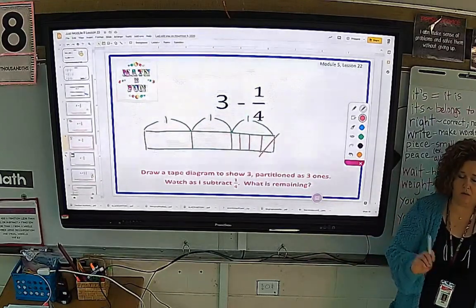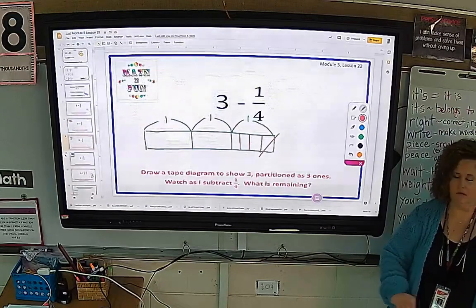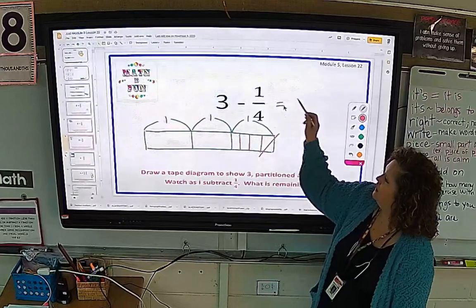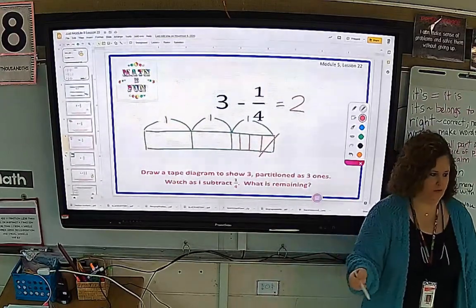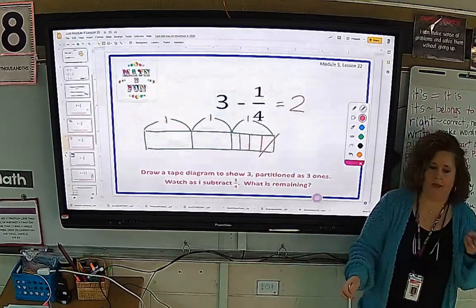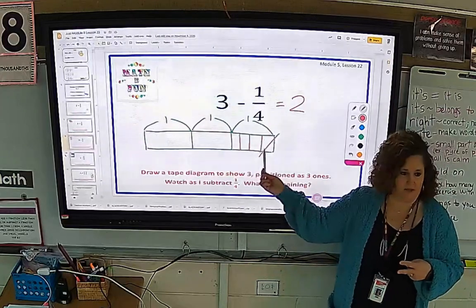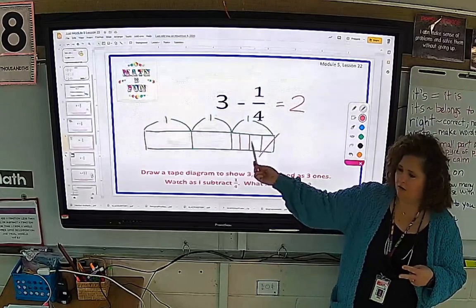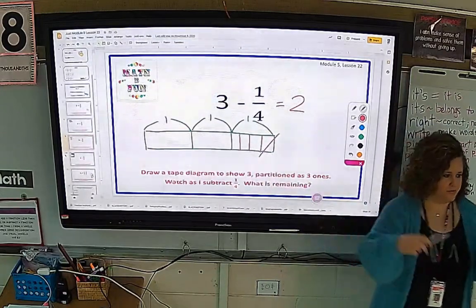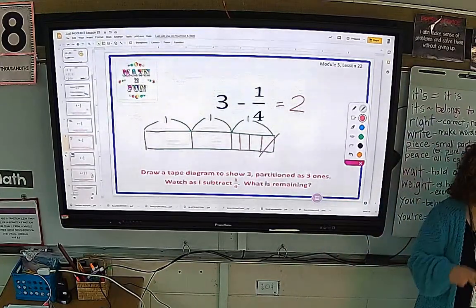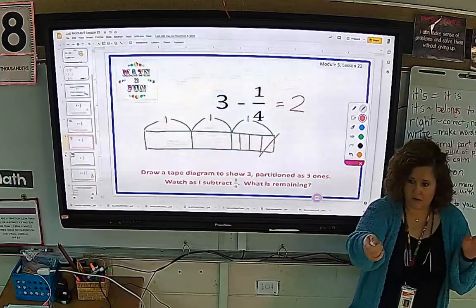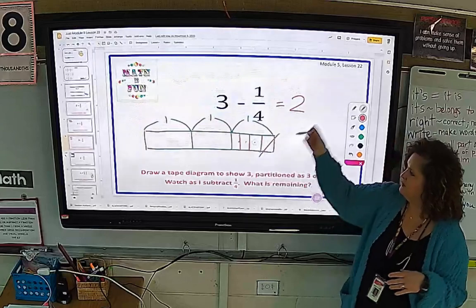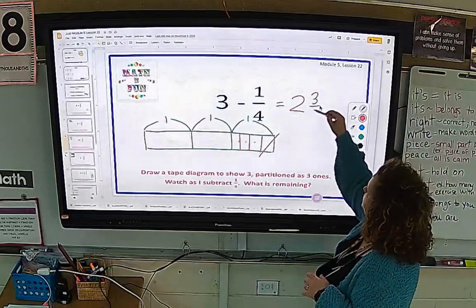Now, let me see what I have left. I have 2 holes. So, I need to get that whole number part first. I have 2 holes left. And how much of this do I have left? Look at it. It was 4ths. There were 4 fourths in that 1 hole, but what's left? 3/4. 3/4 are left. This is left. This is left. This is left. So I have 2 and 3/4 left.